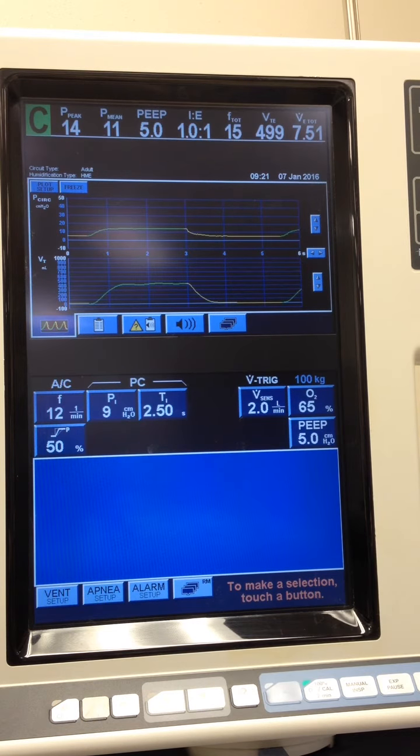Well, our volumes are going to change again. So let's go ahead and change our resistance from 5 to 20. So we're increasing that resistance.